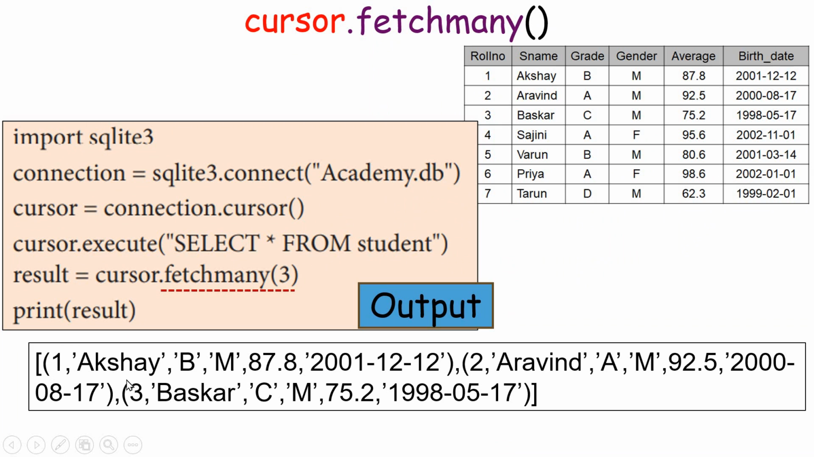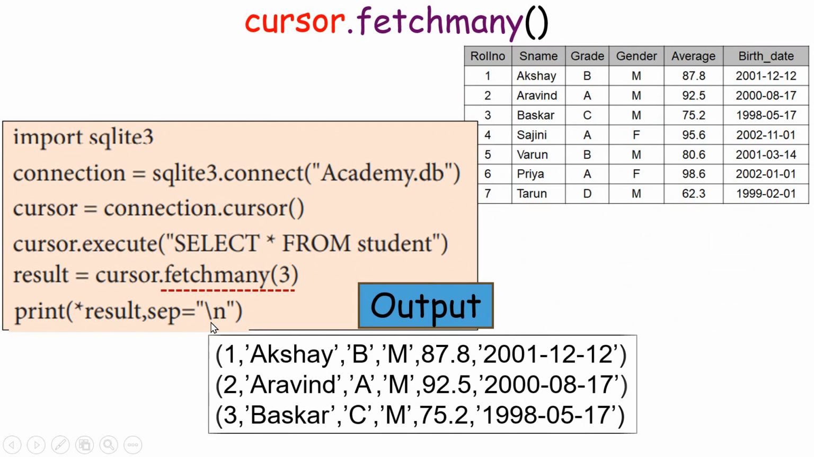Look at the output. Each record is a tuple and all the records are within a list. So this is a list of tuples. Print result prints all the records consecutively together. If you want each record in a separate line, then you replace print(result) with print(*result, sep='\n'). Now this print statement will give the output as follows. You can see that each record is in a separate line and each record is a tuple.